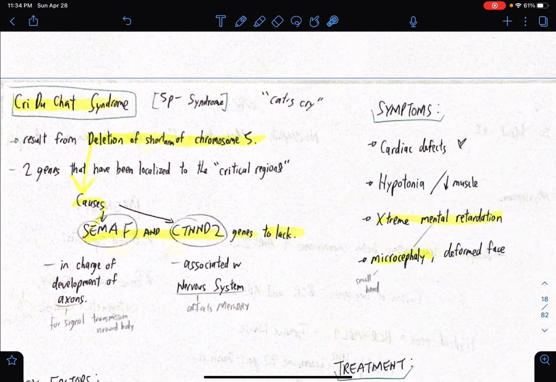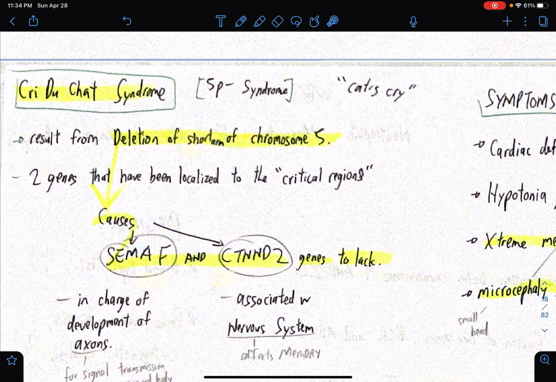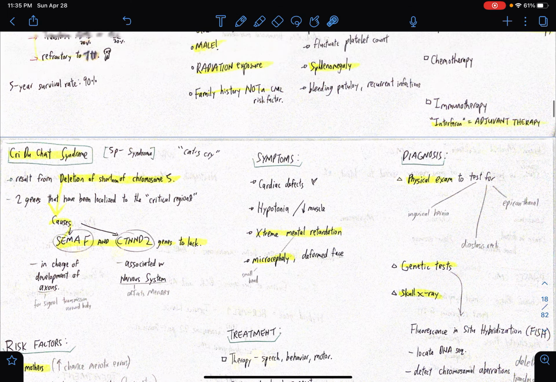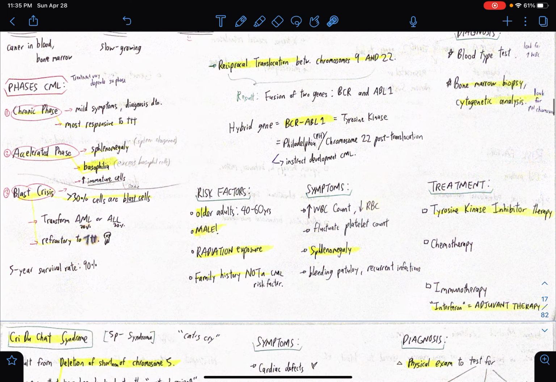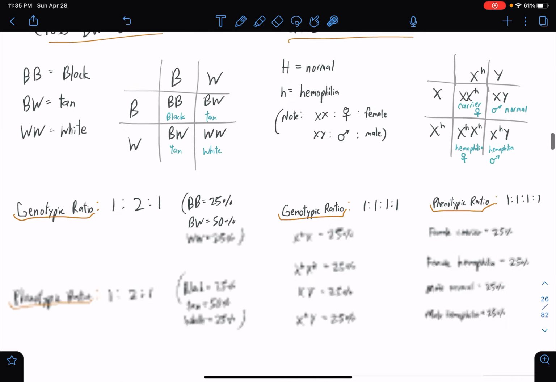Yes. An example for a deletion kind of aneuploidy is Cri-du-chat syndrome or cat's cry syndrome. Deletion of chromosome 5, basically. Okay, back to where we are. 31.